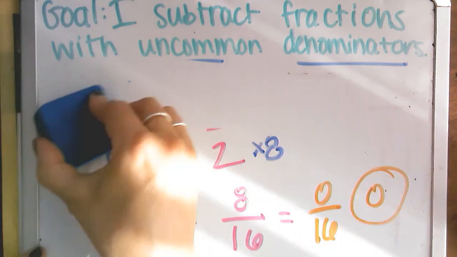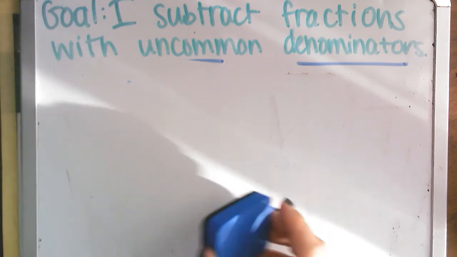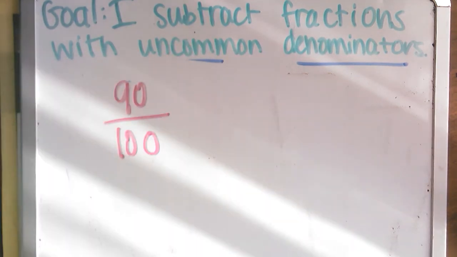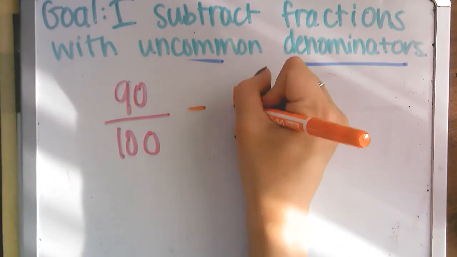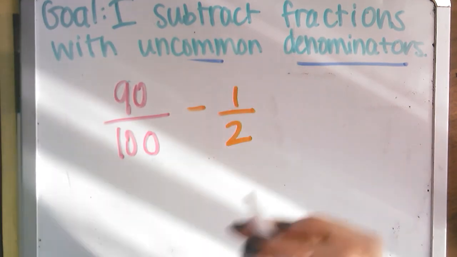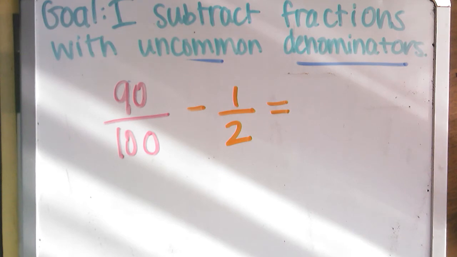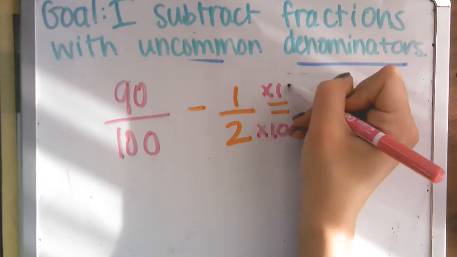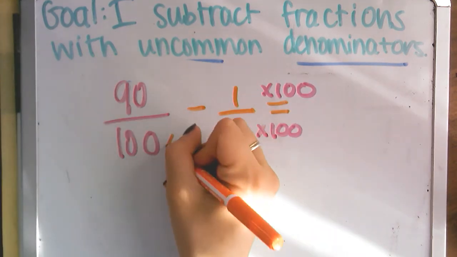So this can be done with any numbers. You could have 90/100 minus 1/2. It doesn't matter. The rules are still the same. So I'm going to multiply this times 100, and whatever I do to the bottom, I must also do to the top. And then I'll multiply each of these by 2.